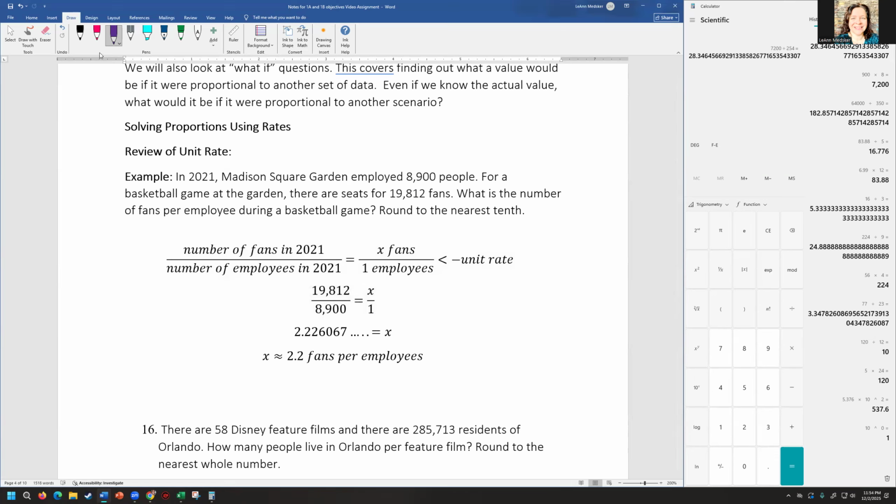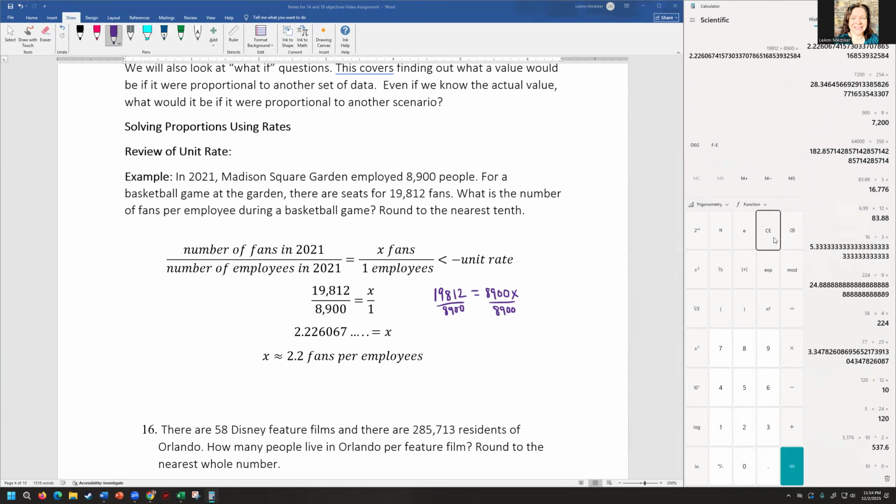So you would do, and I'll write this out to the side, you'd have 19,812 times 1, so that's still going to be itself, equals 8,900 times x. And then after I did the division, I wanted to show you that I hadn't rounded it yet, so that's what those dots mean. This is what we're going to get on the calculator, so I'll show you this. But you should not be rounding or clearing your calculator out until you're at this very last step. You want to look at it and round from here.